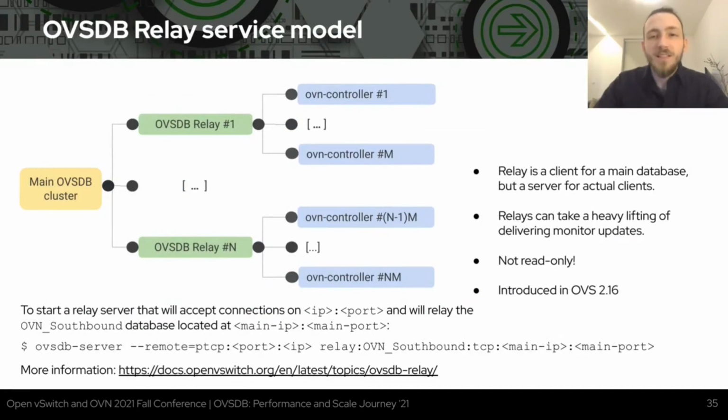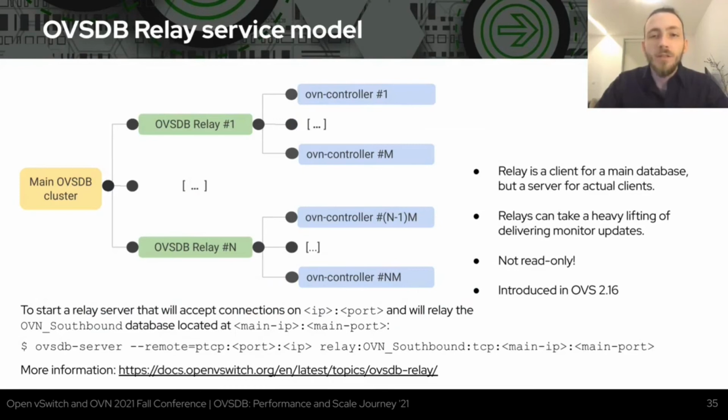But the main idea is that you can run an OVSDB server which will be a client for a main database cluster, but at the same time it will be a server for actual clients. This way the main database cluster will have only a handful of clients and have great performance in terms of transaction rate. And at the same time, relays will take the heavy lifting of sending all the updates to the big number of clients. The difference between relays and conventional replication is that relays are actually not read-only.